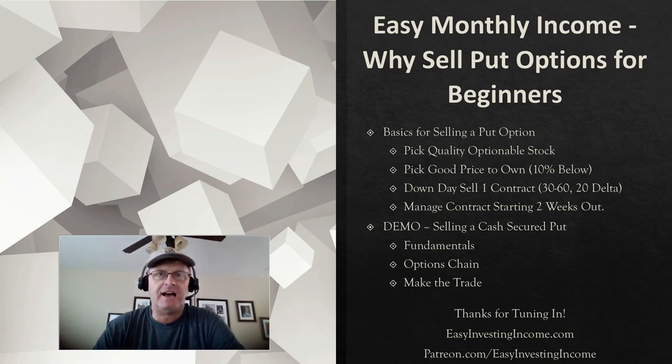Next, I look at what price I want to own that security at. So if it's a $50 stock, then I typically like to try to go 10% below the current price. So if it's a $50 stock, I may want to try to own it at 45, and that's important with the strike price that you choose when actually selling your first contract.